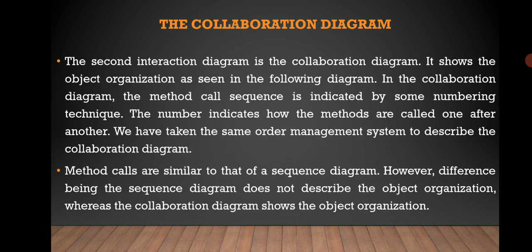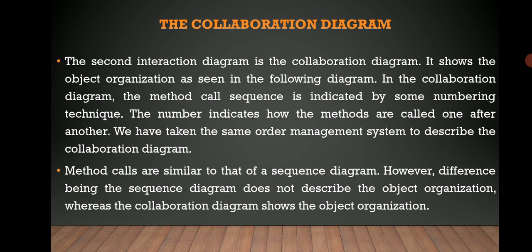Now let us see the collaboration diagram. The second interaction diagram is the collaboration diagram, which shows the object organization as in the following diagram. In a collaboration diagram, the method call sequence is indicated by some numbering technique. The number indicates how the methods are called one after the other. We will be giving numbers so that the methods are invoked one after the other.